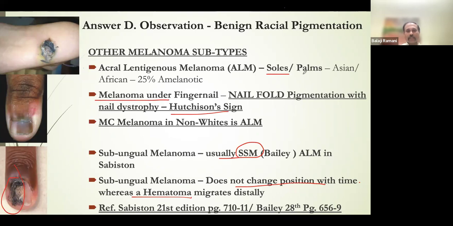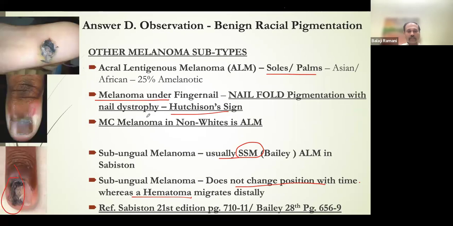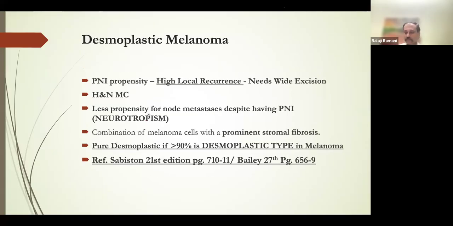Acral lentiginous usually happens in the soles and the palms in people of Asian and African ancestry. So what we have here is a benign pigmentation. This is a benign racial pigmentation which does not need any management, just needs observation. That is all that is needed for this particular patient. It's a classical thing. It has come as a question also once.